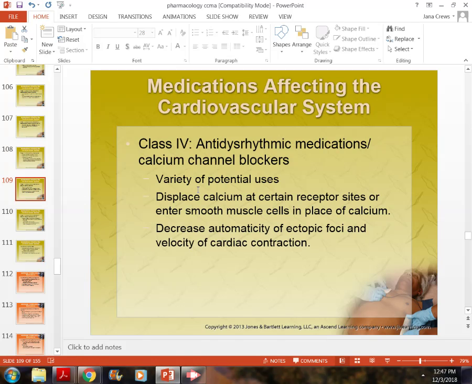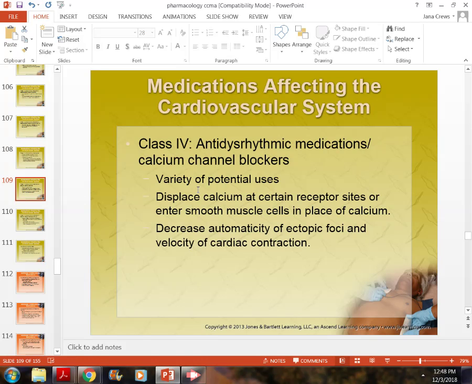Class 4 antidysrhythmic medications are calcium channel blockers. Calcium channel blockers are given to patients all the time. Things like Norvasc or amlodipine. Benazepril, lisinopril, those are given very often. They have a variety of uses.